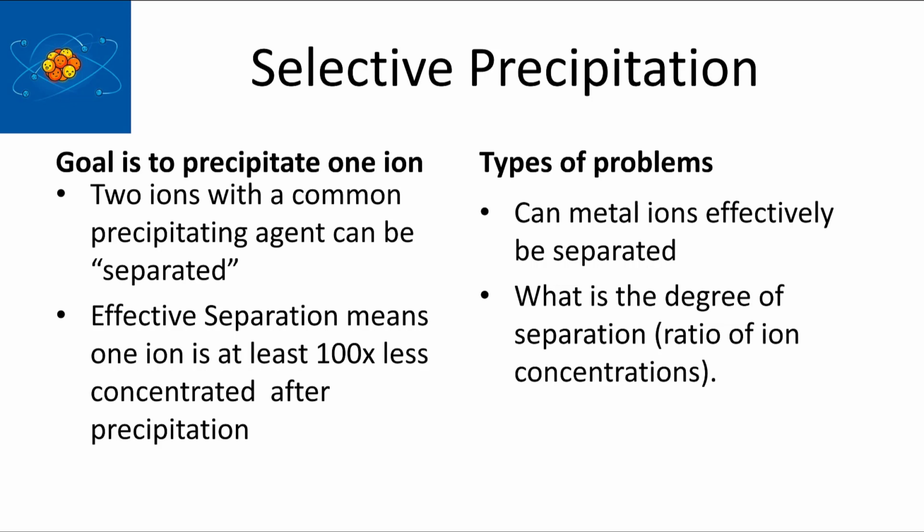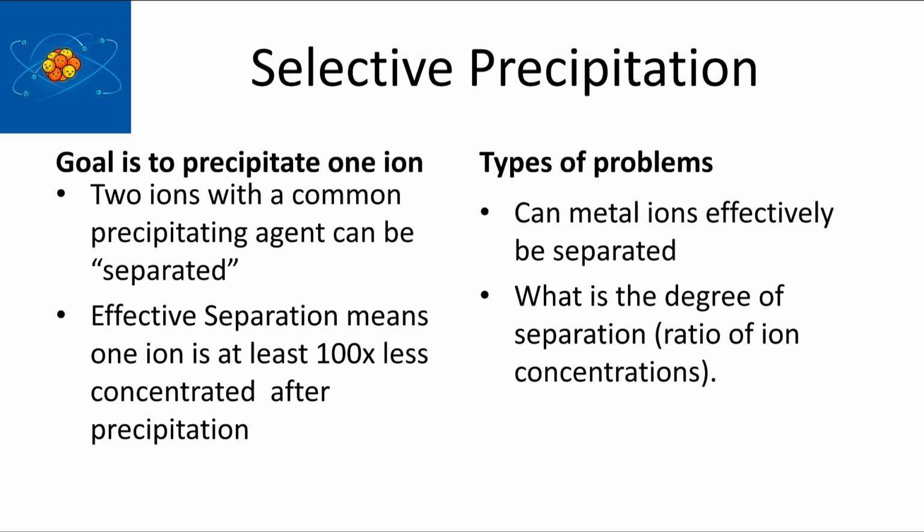So let's say you have 2 ions at 0.1 molar and you want to separate them from each other. Basically, you precipitate one out and you leave the other one behind. And that's going to be based on molar solubility and the equilibrium constant that you have with that particular precipitating agent or anion in solution.